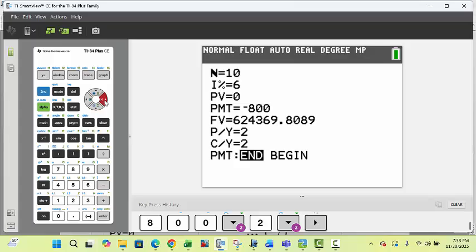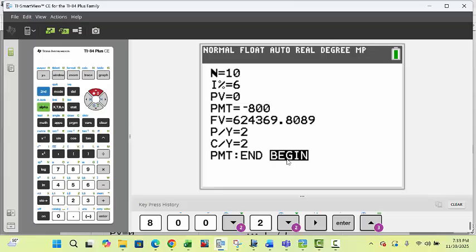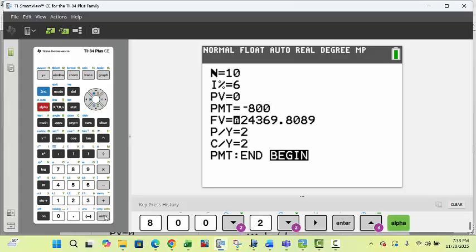And here's the key. You go down here, change that to begin, but I still have to go back up here and highlight what I'm going to solve. So I got the payment in there as negative 800, which just means the future value will display as a positive number. But very important, you change that to begin. Now I go alpha, and I go solve.